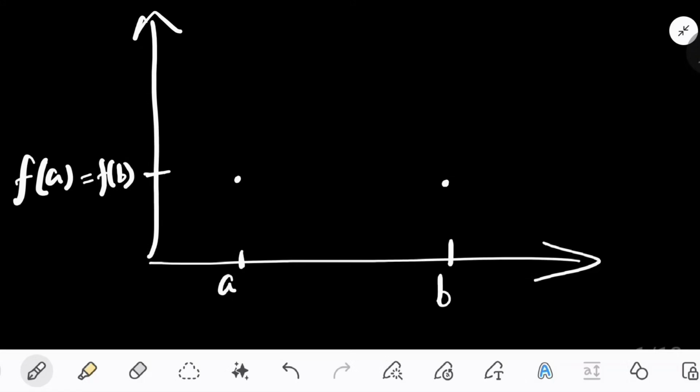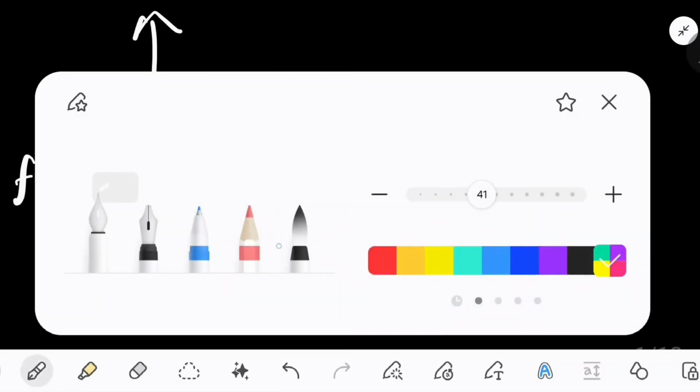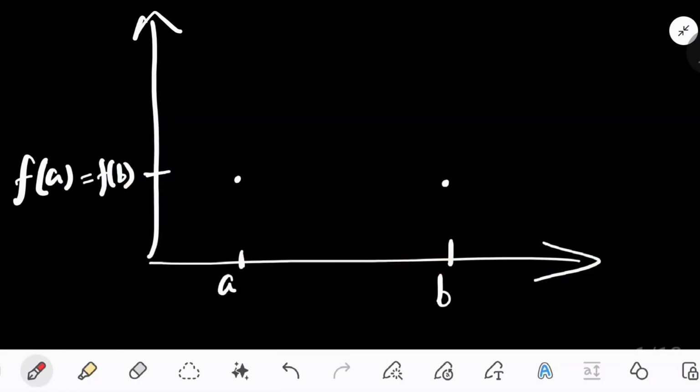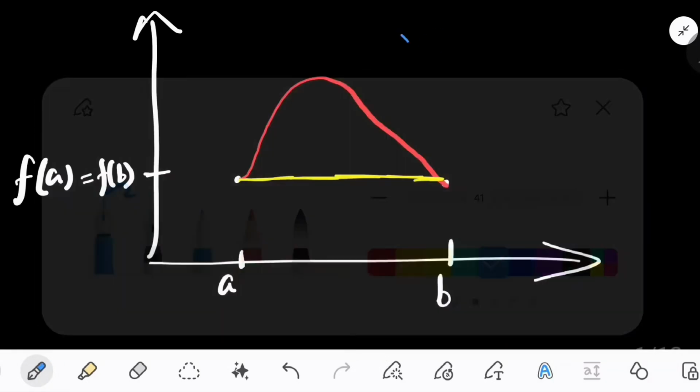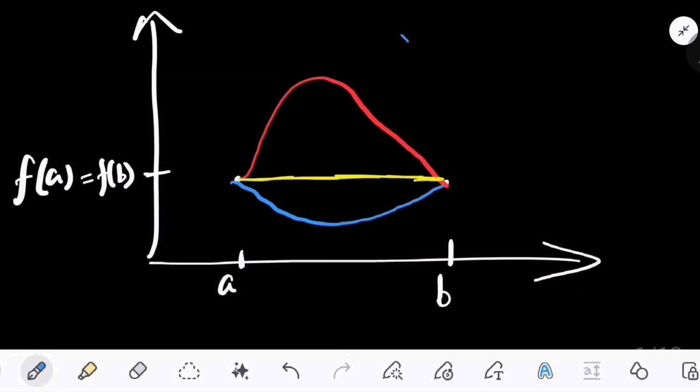So what are the possibilities by which you can draw this graph? Well, let's see. The first way is you can draw it like this, somewhat like this. The second way is you can draw it like this, a constant function. And the third way is you can draw it like this, right? There's no other possibility, right? And why am I telling all these possibilities?